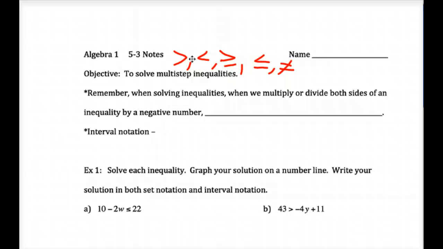Now, I showed you guys last year when this weird thing happens. When solving inequalities, when we multiply or divide both sides of an inequality by a negative number, something weird happens. What do you have to remember to do? Switch the inequality sign. Switch, or flip, whatever word makes sense to you.